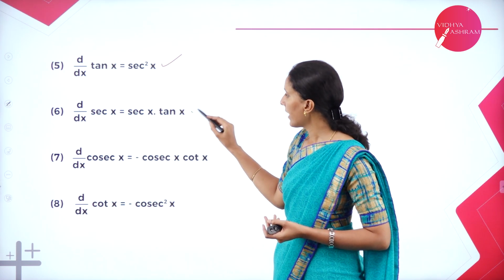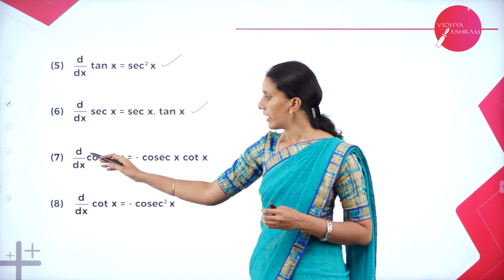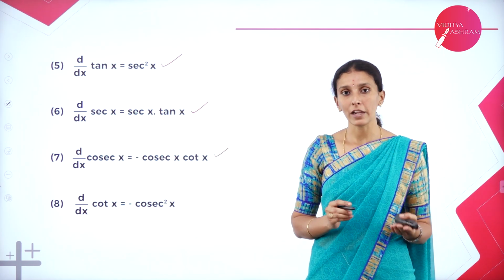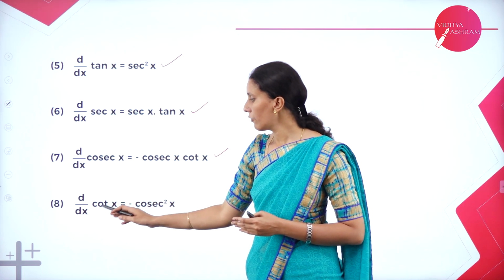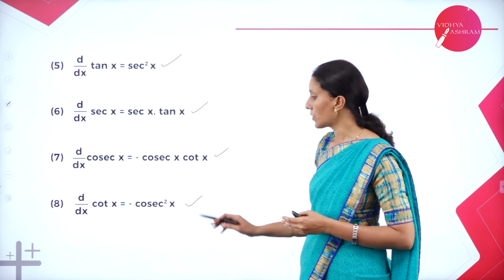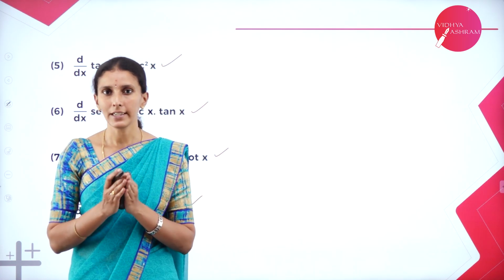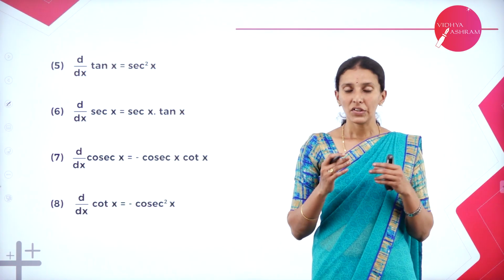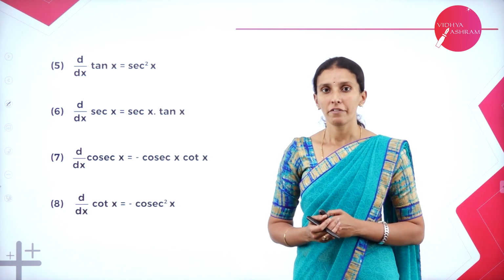Derivative of secant x is secant x tan x. So learn these results. This you have found using the first principle of derivative. Next, derivative of cosecant function is minus cosecant x cot x. You can verify all these results from the first principle of derivative. Next, derivative of cot x function is minus cosecant square x. So, these are the standard results of certain functions which we found using the first principle of derivative. So these are the standard results which you have to learn when you are deriving the functions.